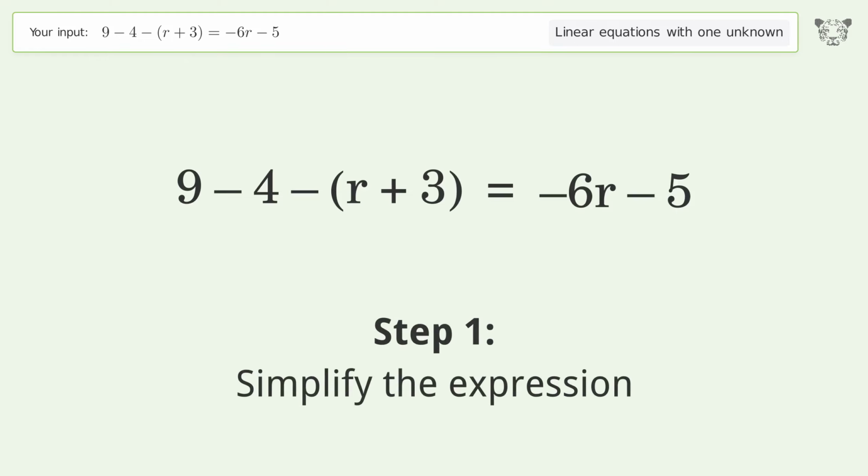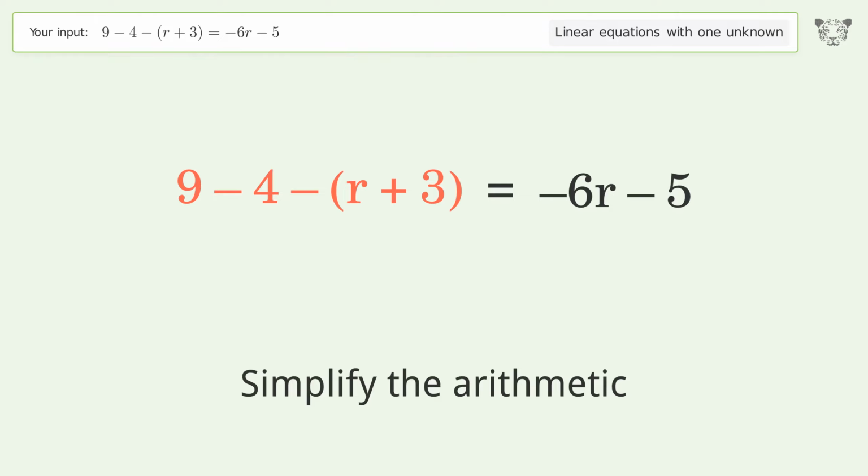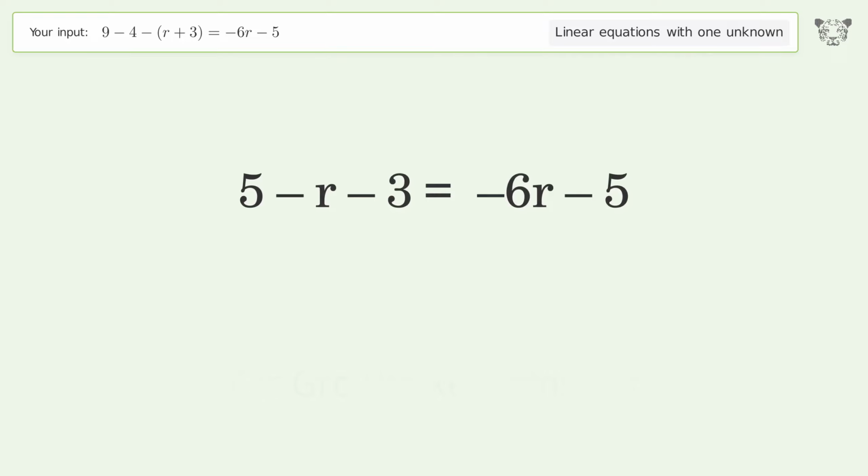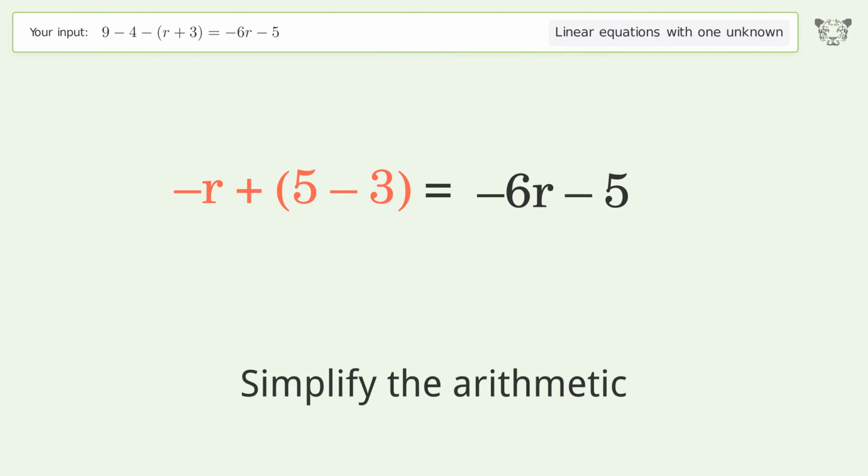Simplify the expression. Simplify the arithmetic. Expand the parentheses. Group like terms. Simplify the arithmetic.